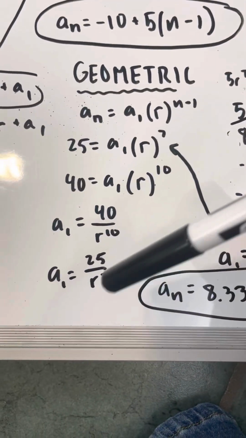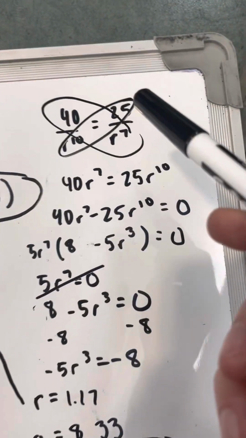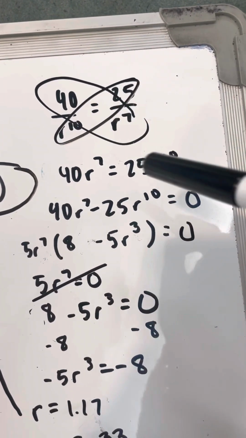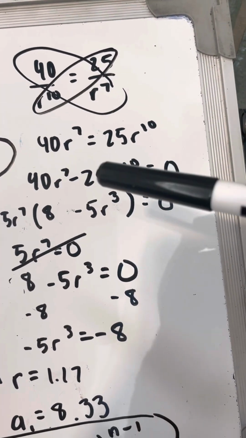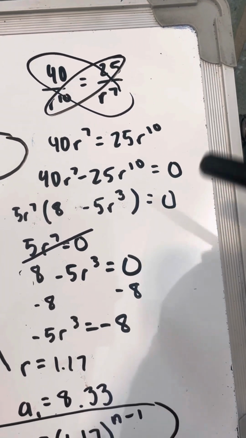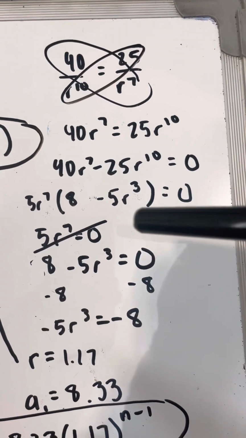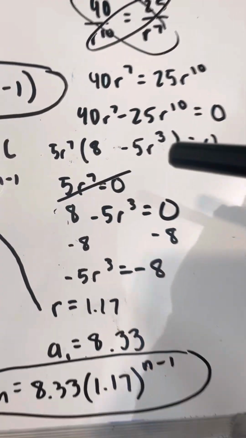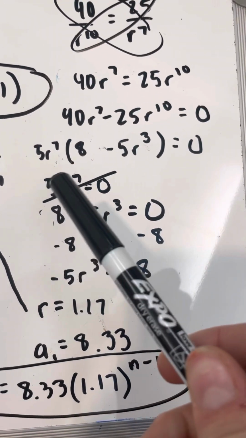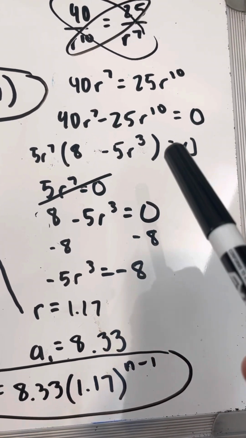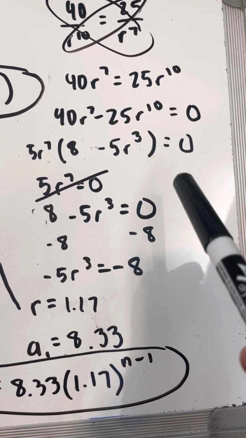So now we know that when we set two fractions equal to each other, we can go ahead and cross multiply. So now we've got 40r to the 7th equals 25r to the 10th. If we move the 25 over and set that equal to 0, we can now pull out our greatest common factor, which is 5r to the 7th, which leaves you with 8 minus 5r cubed, which equals 0.